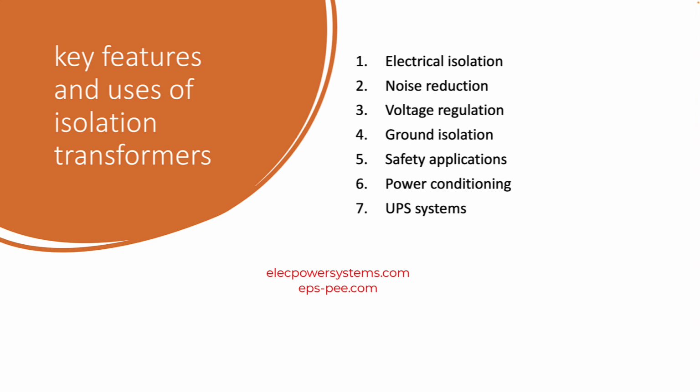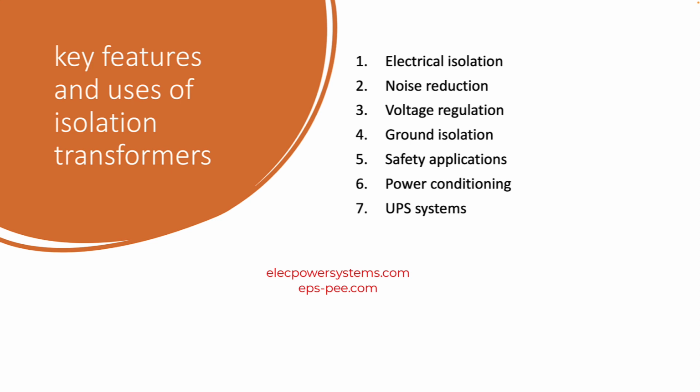Noise reduction. Isolation transformers provide a barrier against electrical noise and interference that can be induced on the power line. They block high-frequency noise and transients from propagating to the output side, ensuring cleaner and more reliable power for connected equipment. Voltage regulation. Isolation transformers can also provide voltage regulation by compensating for voltage fluctuations or variations in the input power supply.